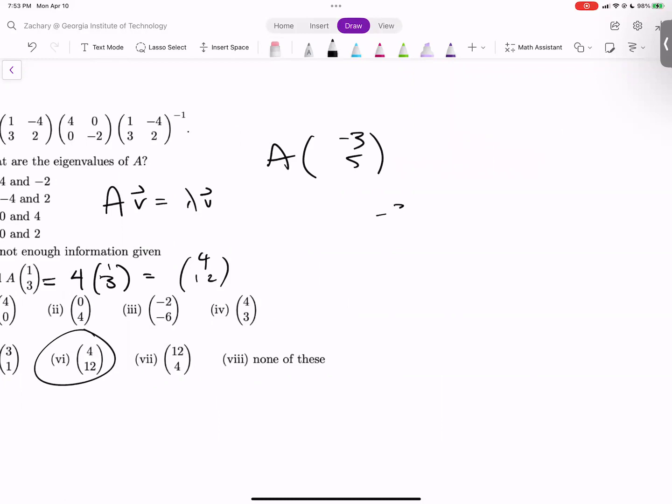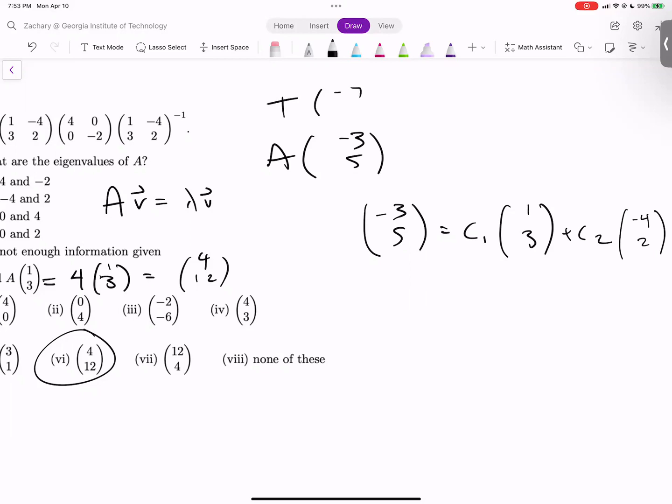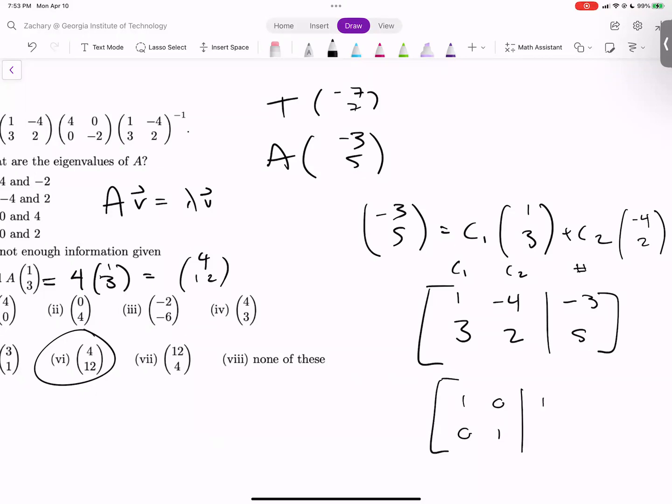We can instead rewrite (-3, 5) as a combination of C1 times (1, 3) plus C2 times (-4, 2). This might also come in the form of, what is T of (-7, 7)? Just like any kind of thing like this, this is always the process. To find C1 and C2, what we always do is (1, 3), (-4, 2), augmented with (-3, 5). This is my column for C1, this is my column for C2, this is my number column. And this is going to row reduce to give me 1, 1 in this particular case.